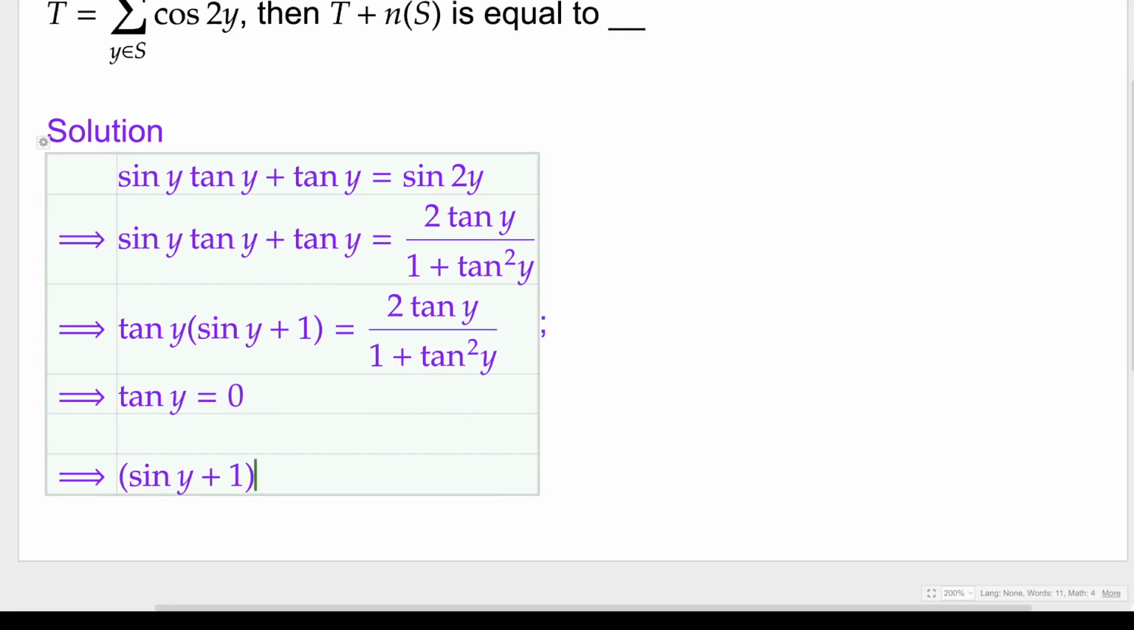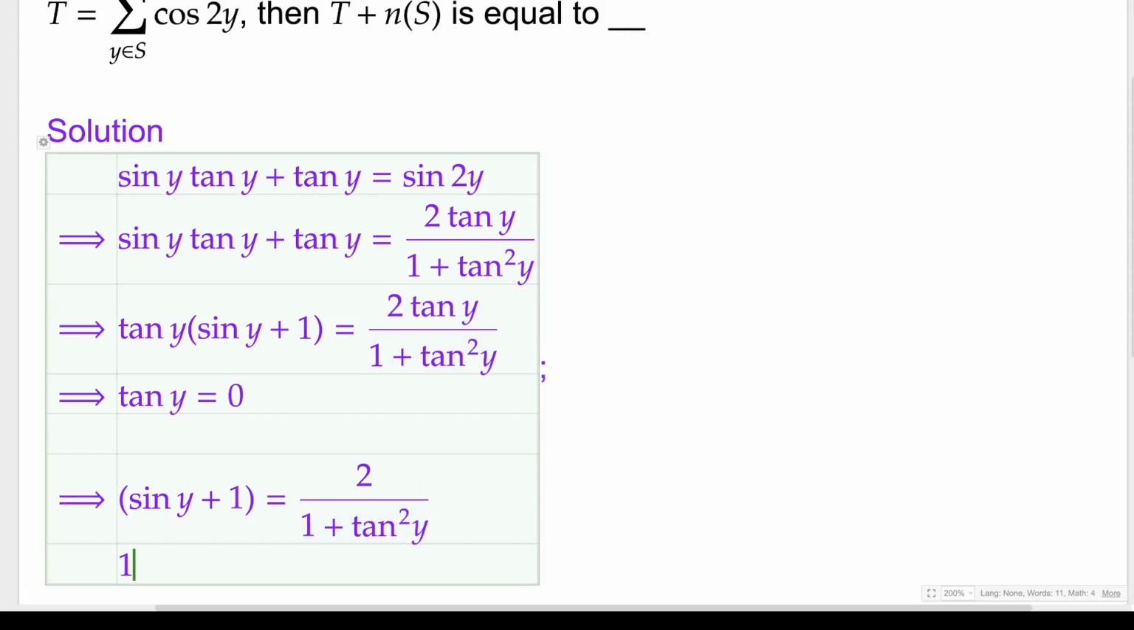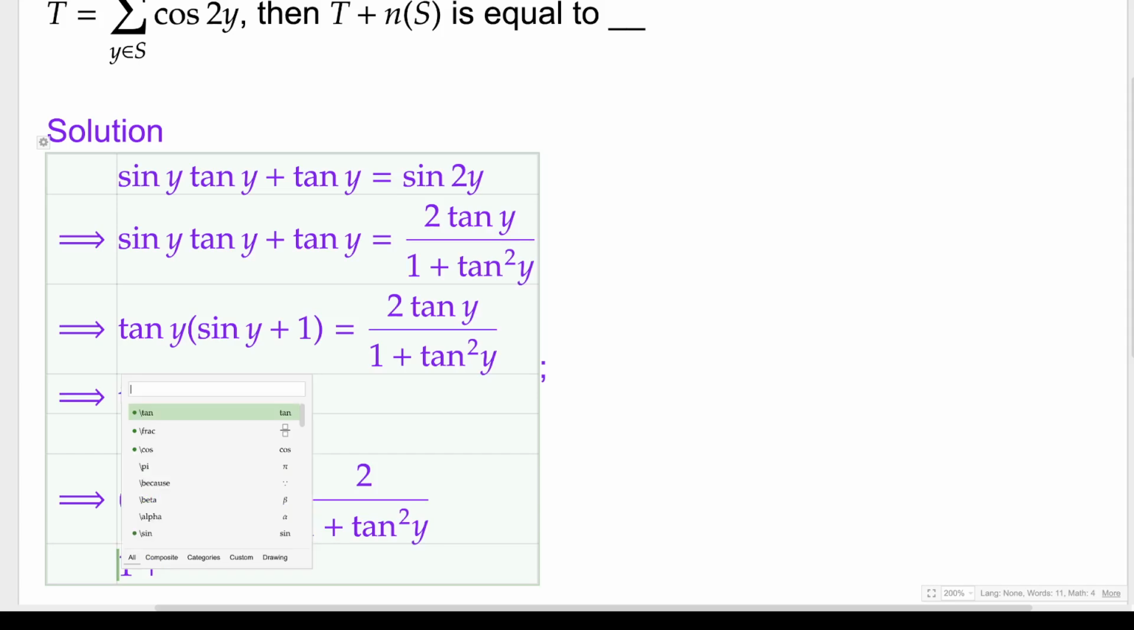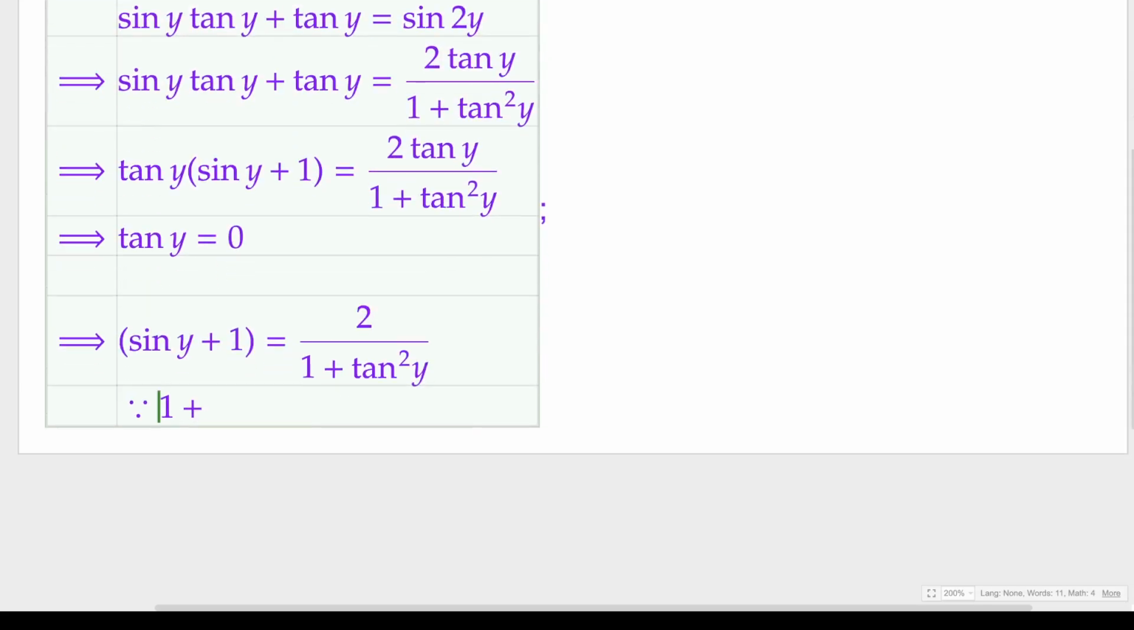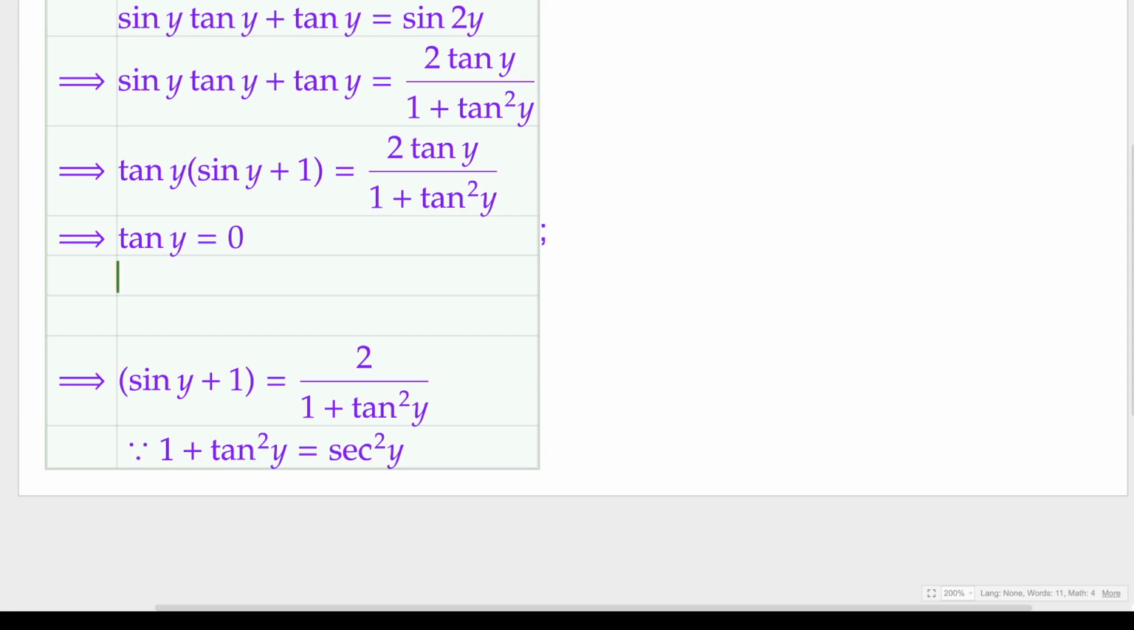Similarly, sine of y plus 1, this can be written as 2 times, this tan of y is already taken care of, and we know the identity, that is 1 plus tan y squared is equal to secant of y squared, right? So now I'll be applying trigonometric identities on this one and resolve this equation further. But before moving to that, let me just resolve this part.